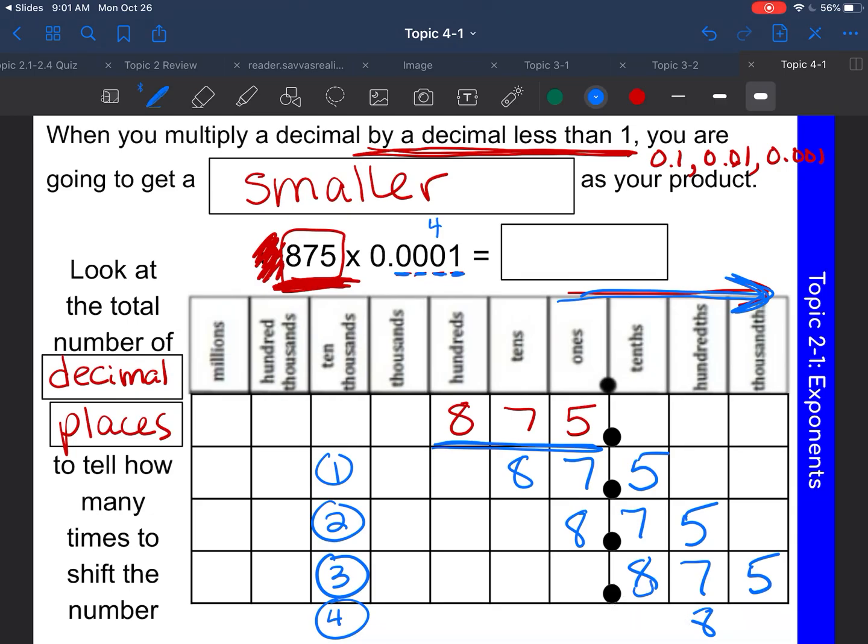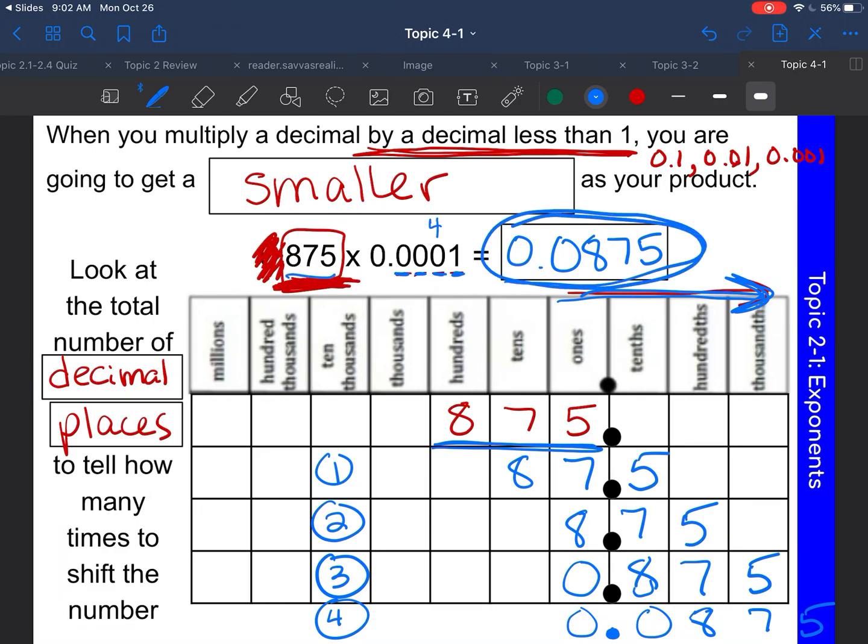And I kind of filled that in there. Now, the decimal places here, again, if we don't have anything filled in, we can put zeros in these spots, okay? So our final answer, if we multiply 875 times 1/10,000th, we end up getting 875 10,000ths, okay? So that is our answer, and that is a very, very tiny number compared to 875 because we multiplied by a decimal less than 1.